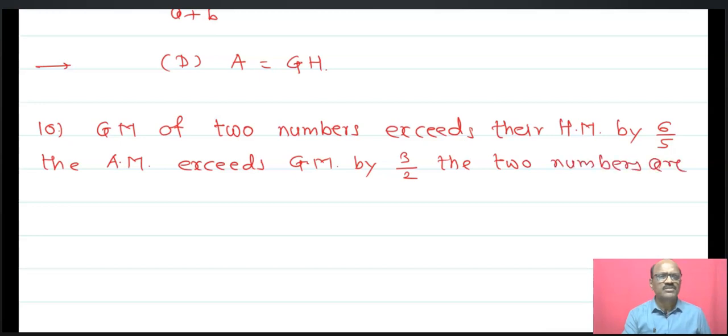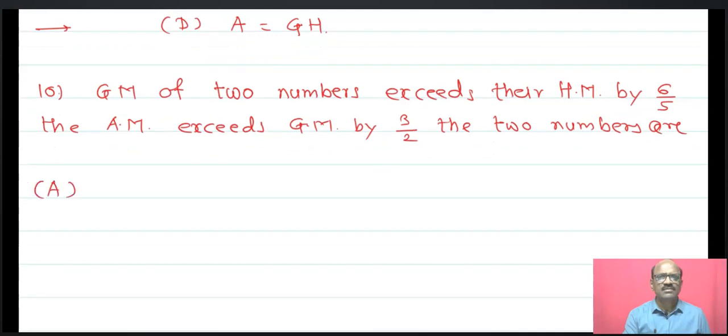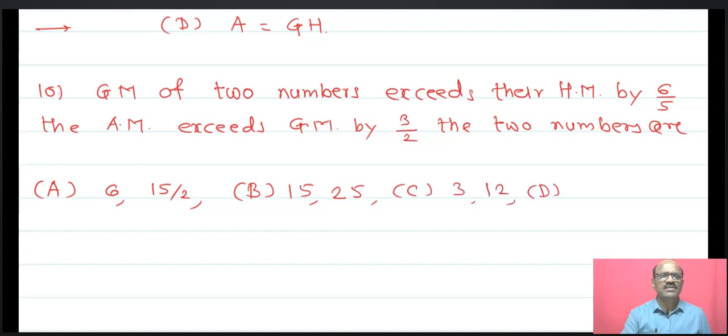The two numbers are: A) 15 upon 2, B) 15, 25, C) 3, 12, and D) 6 by 5, 3 by 2.